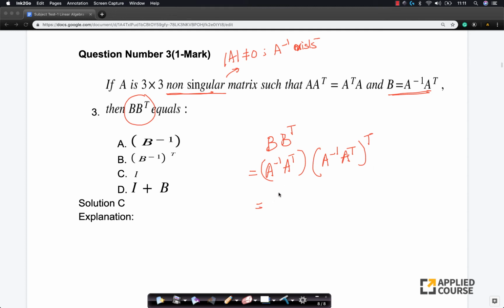Now how will we simplify this? This will be A inverse into A transpose. Now we know that AB transpose, again a simple property of transpose, is B transpose A transpose. We have already studied this.